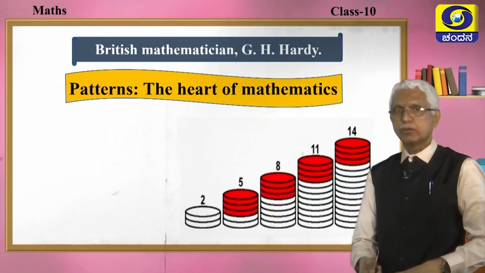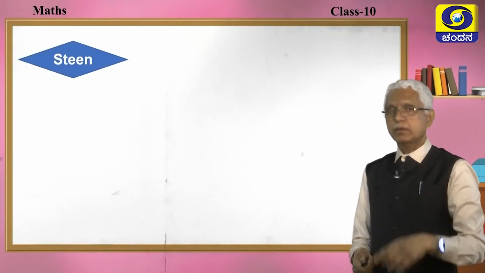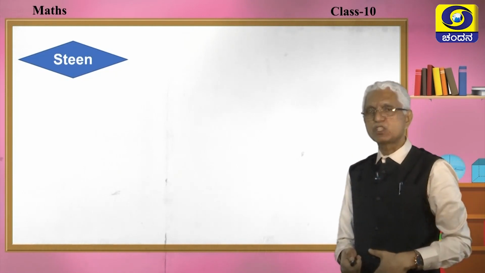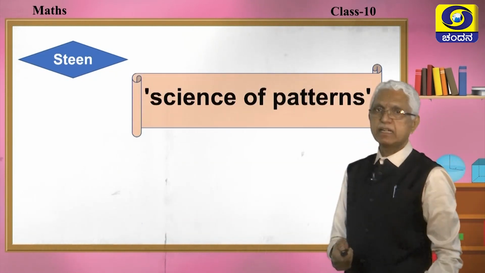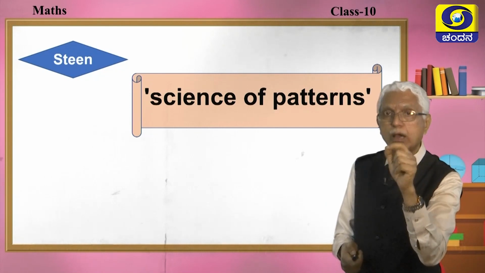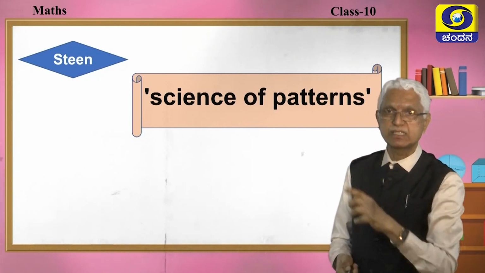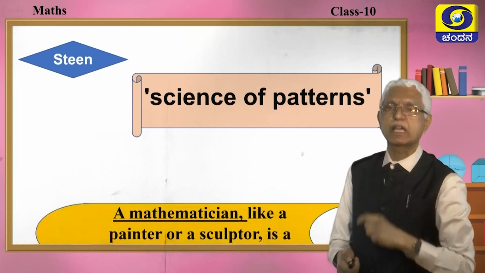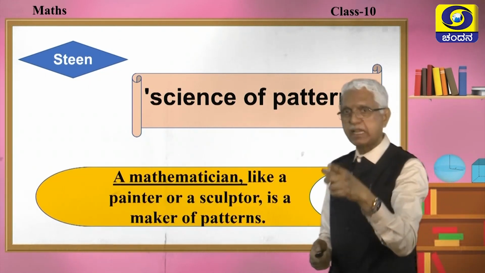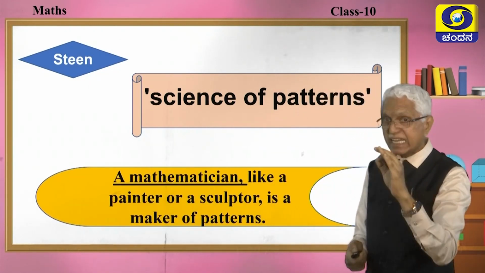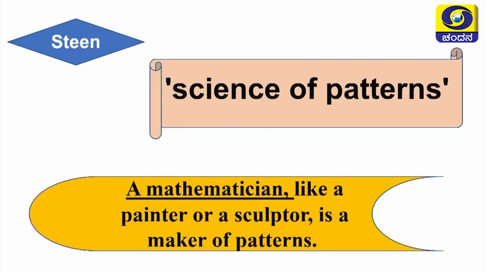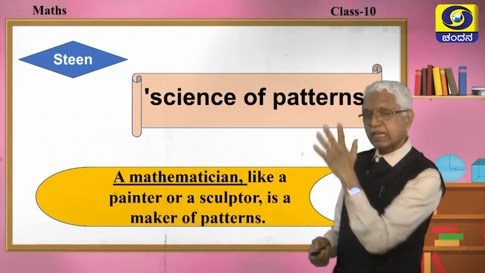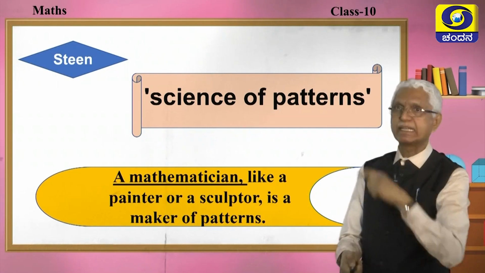Now, if you observe, another mathematician by name Steen has said numbers is all about patterns. And he says a mathematician is like a painter or a sculptor. He is a maker of patterns. So, it is about patterns.